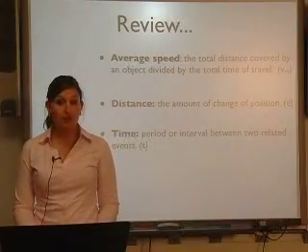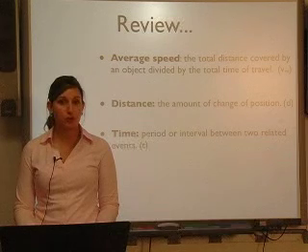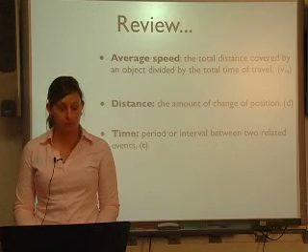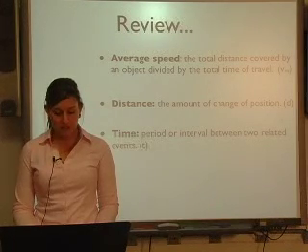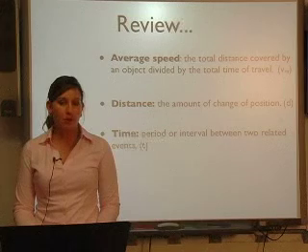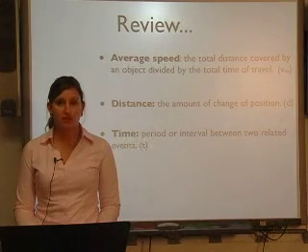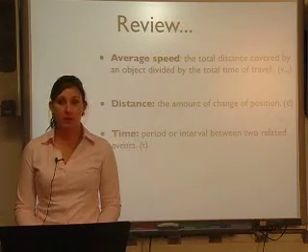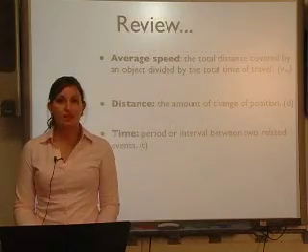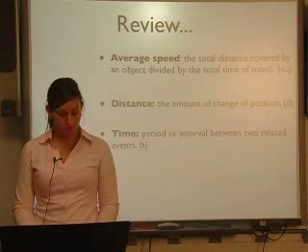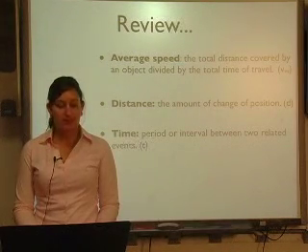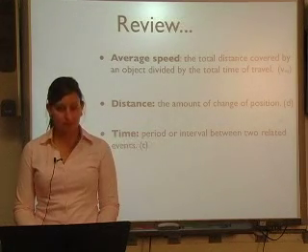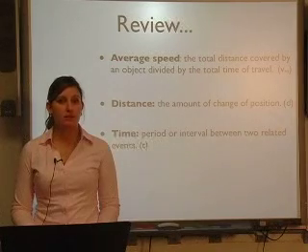Average speed is defined as the total distance covered by an object divided by the total time of travel. The symbol for average speed is a lowercase v with a subscript avg to represent average. And the units of average speed are meters per second. Distance is the amount of change of position. Time is a period or interval between two related events. This concludes our lesson on average speed.